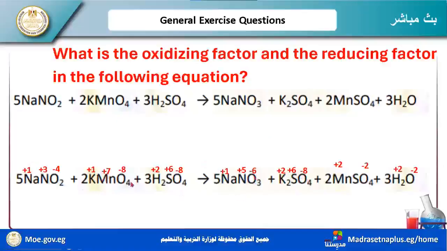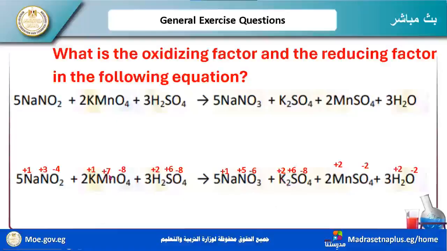Now the result is positive 2, so the nitrogen ion loses 2 electrons. Okay, oxygen is negative 2 in each case, no change of oxygen. Potassium is positive 1, positive 1. Now if you divide positive 2 by 2, it equals positive 1.